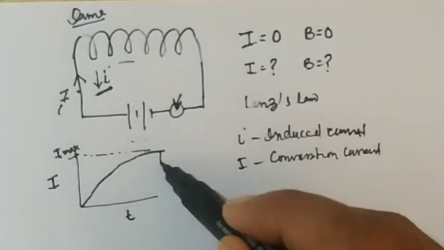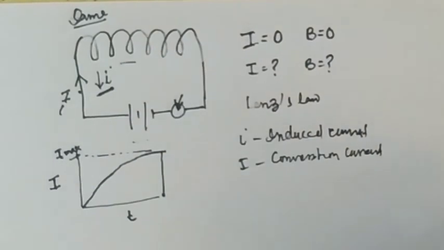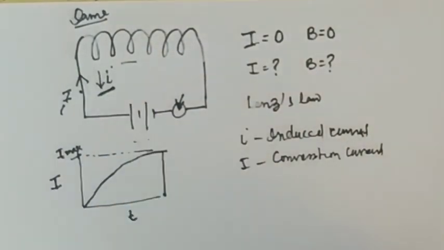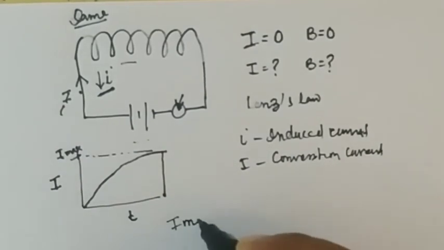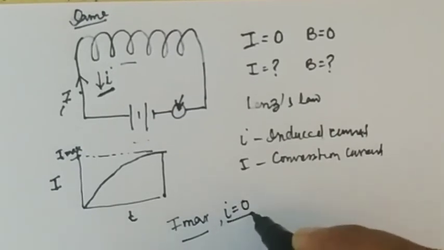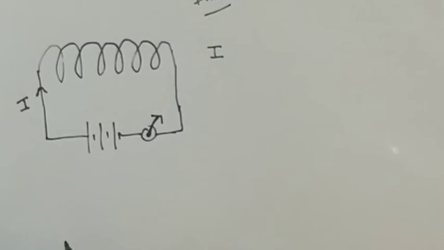After it becomes the maximum current, there is no change in the magnetic flux, so there will be no induced current. So after reaching I maximum, the induced current is equal to 0. Now let us discuss the second case. I am having coils attached to the battery and key, and this key is closed.